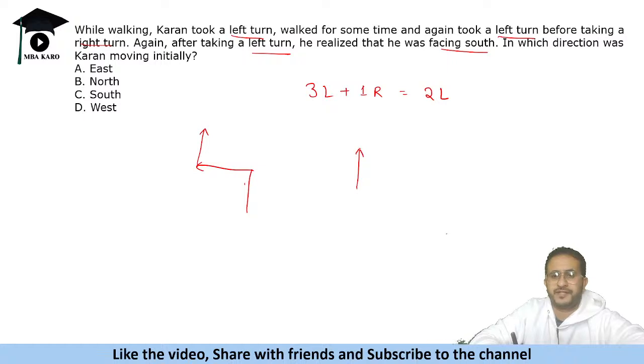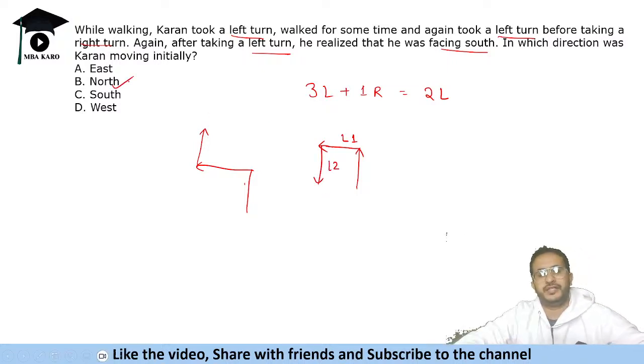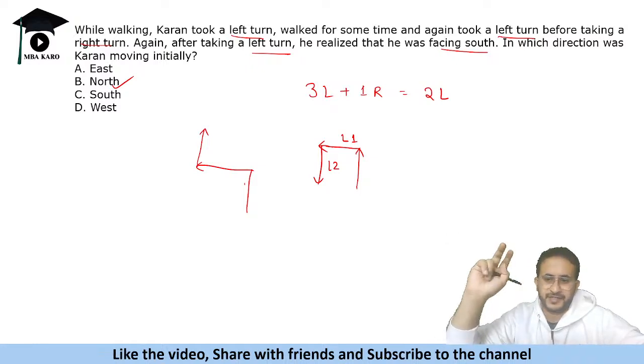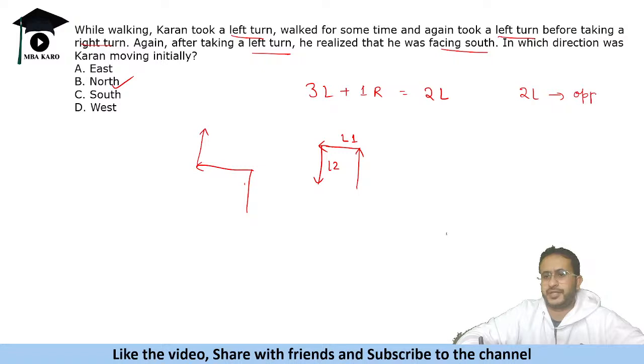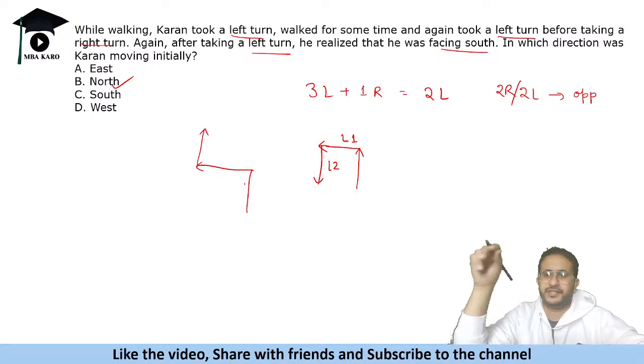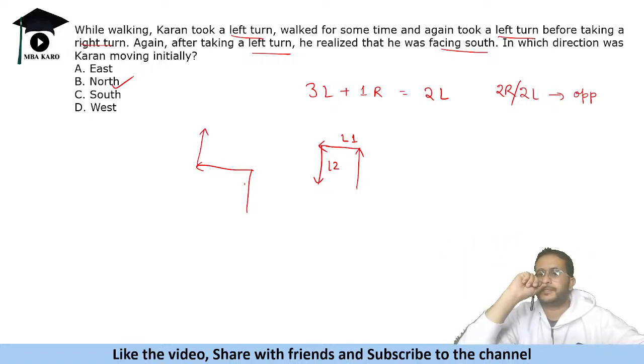From north, a left turn takes you this way, and if you take the second left, you go in this direction. So he was initially walking in the north direction. Remember that if you take two left turns, you are in the opposite direction. Or if you take two right turns, you are in the opposite direction. So go in any direction, take two right turns, and you will end up in the opposite direction.